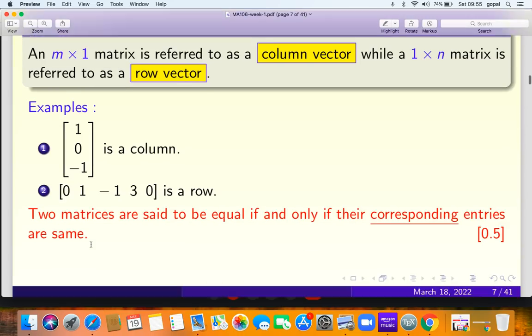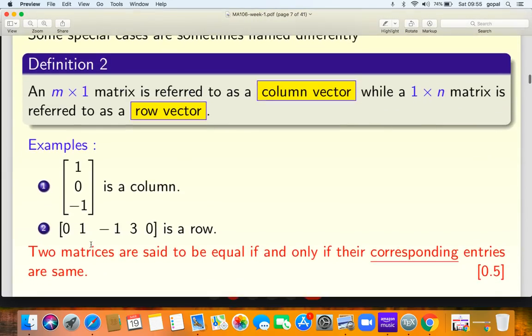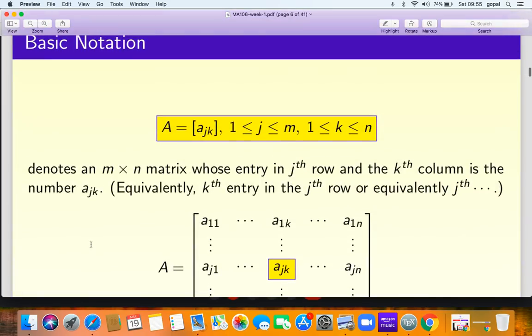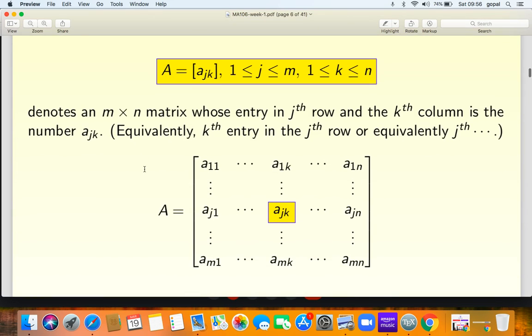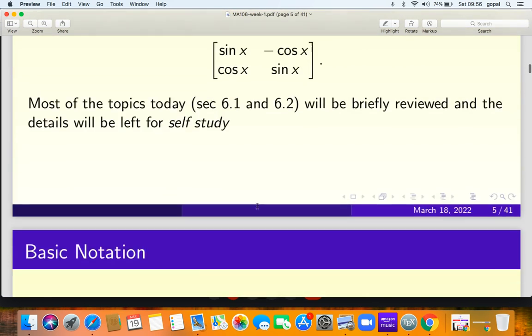So you have the notion of equality of a matrix. And then you have the identity matrix. What is an identity matrix? What is a square matrix? A matrix is a square matrix if the number of rows and the number of columns are the same, M cross M, N equal to M. Such a matrix is called a square matrix. The very first example here is a square matrix.